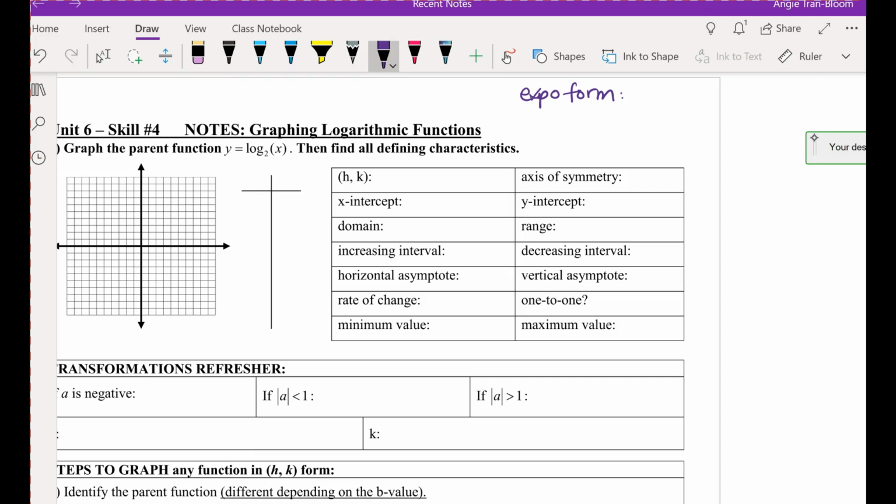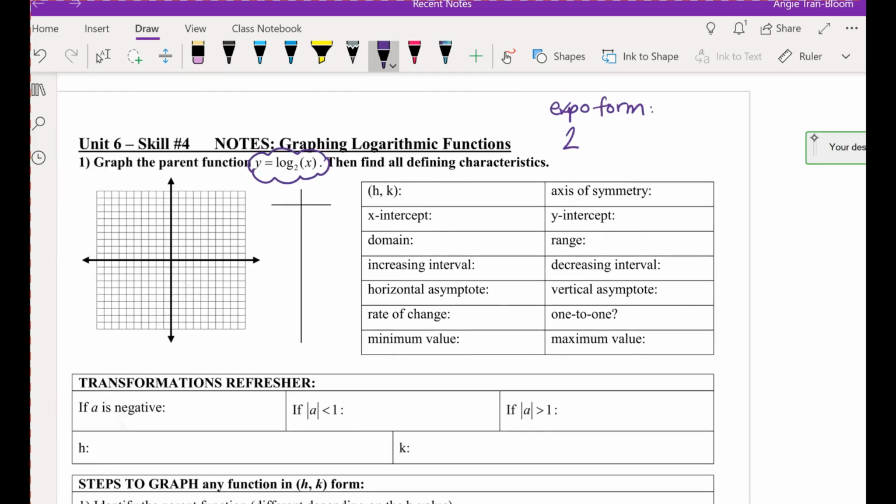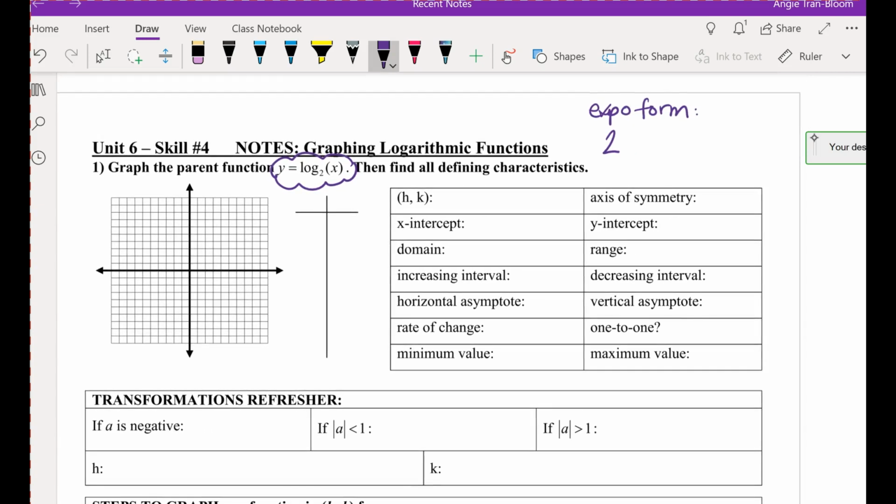How would you write that in exponential form? 2 to the what? Remember, we're trying to write this in exponential form because it's an equivalent. 2 to the y, you're right, equals x. So if you can't solve it in log, you should always change it to exponential form.